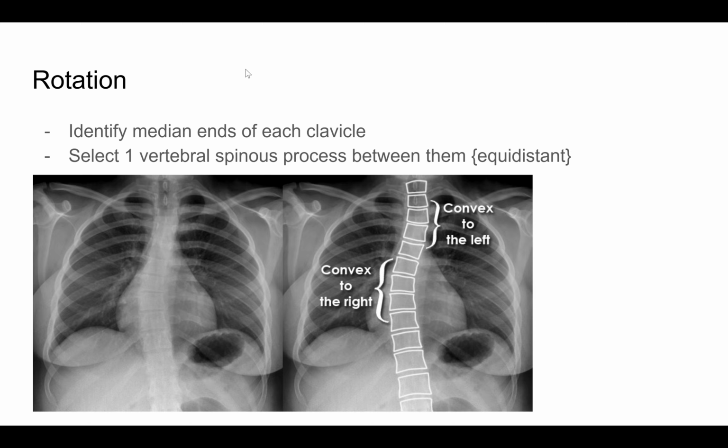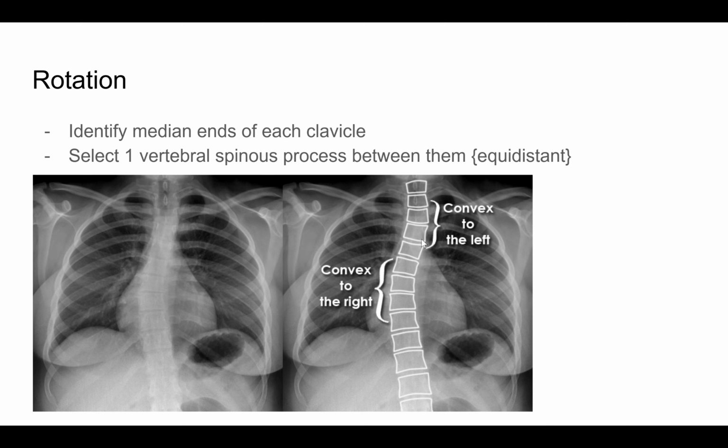Then there is the rotation of the film. To see the rotation, you have to identify the medial ends of each clavicle. So this is the medial end, and this is the medial end. And then we have to pick one of the vertebral spinous processes, any one, this or this, and see if it is equidistant from the medial ends on both sides.